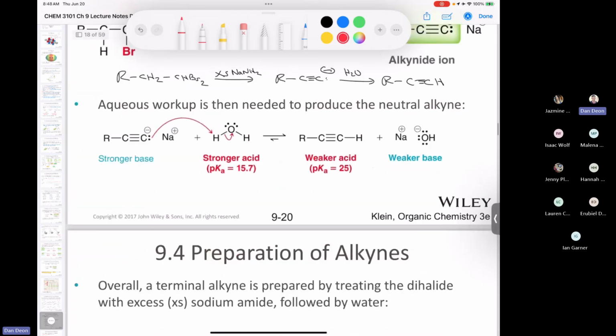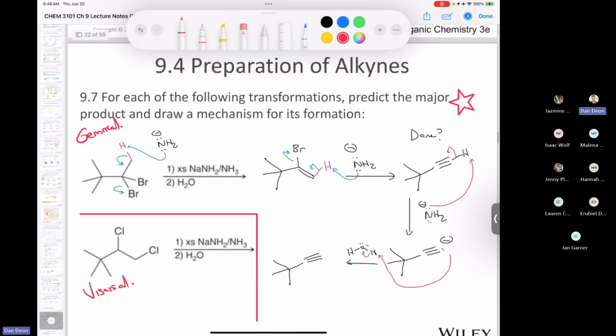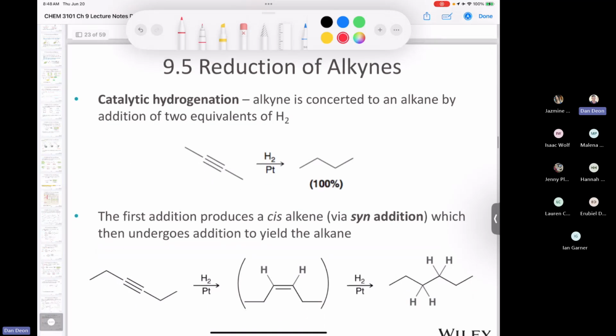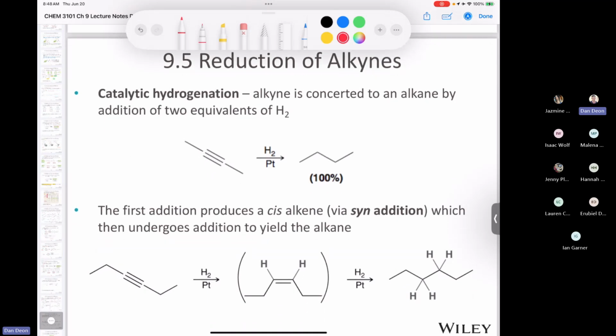And we even get some practice on the mechanism of this reaction, and that's a mechanism that I expect you to be able to draw. So the next section is going to deal with hydrogenation of an alkyne.